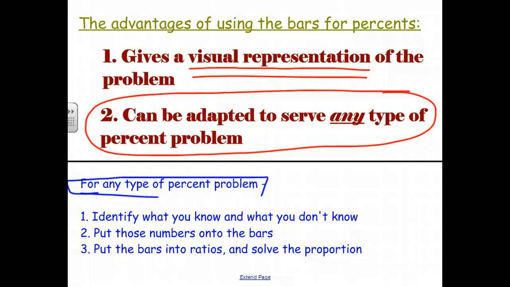We may know the number, we may not. But once we know what we know and what we don't, we put those numbers onto the bars. It'll give us an estimate that we can make in terms of what our answer is going to be, and then put them into ratios with the same orientation to solve the proportion. Because this bar method is extremely powerful, it can be used to solve any type of percentage problem.